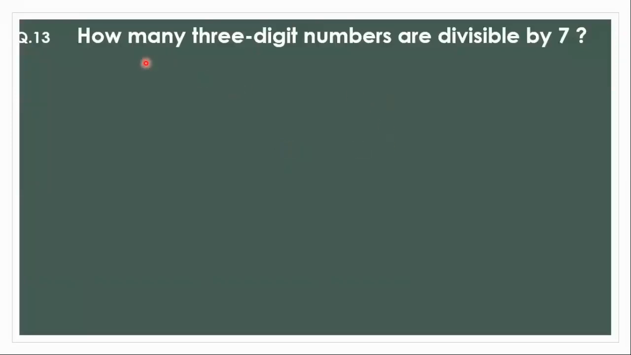So here they're asking how many 3-digit numbers are divisible by 7. If I divide the least 3-digit number 100 by 7, we are not getting remainder 0. Same thing if I divide the greatest 3-digit number 999, we are not getting remainder 0. So which is the least 3-digit number divisible by 7? Dividing 100 by 7, you got 98. For 98 you add 7, you'll be getting 105.